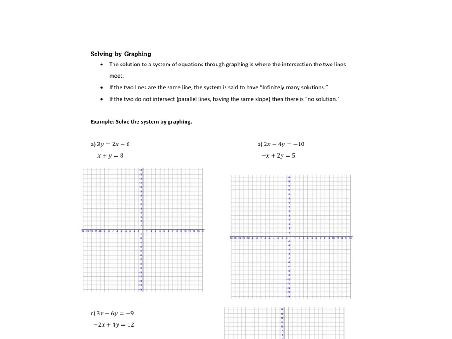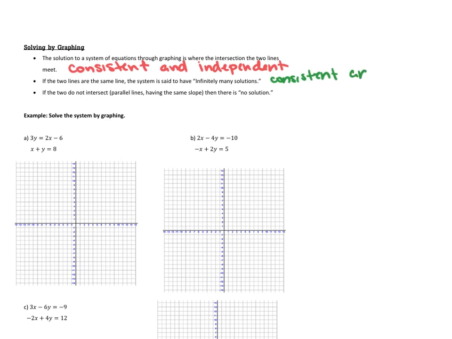So when we solve this, again, we're looking for the intersection. If they intersect, this is called consistent and independent. If they are the exact same line, this is called consistent and dependent. And if they don't intersect at all, they're parallel lines, this is called inconsistent.